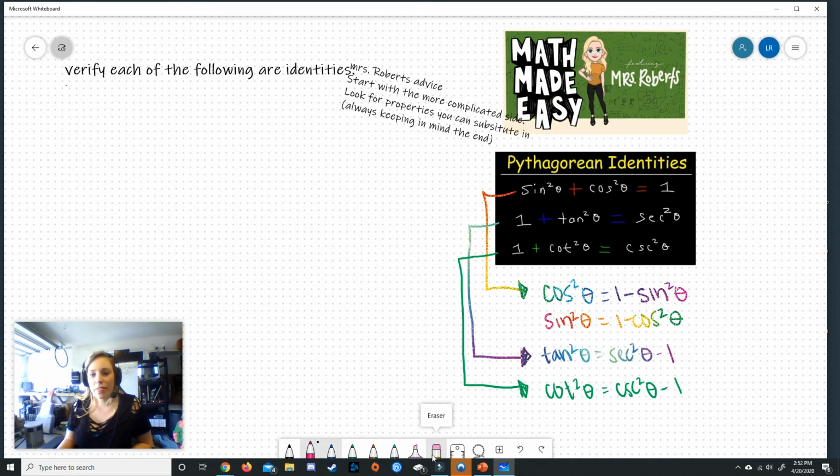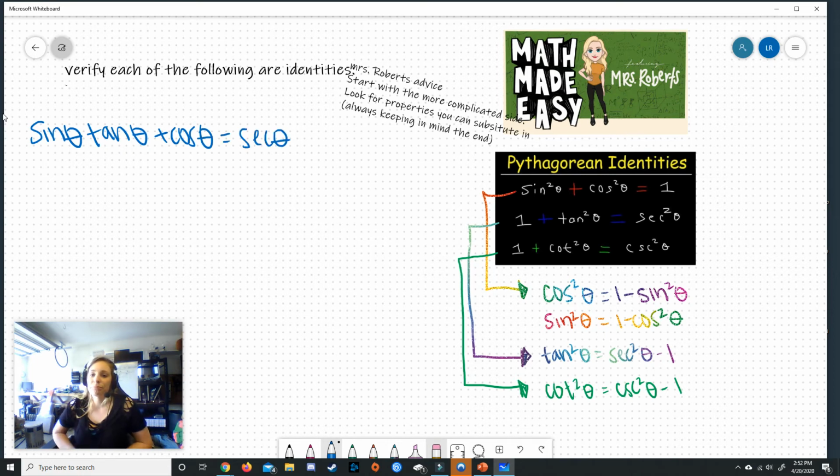Okay. So this problem that we're going to do is I want us to verify that sine of theta times tangent of theta plus cosine of theta equals secant of theta. That's kind of ugly. Well, this is what I notice. I notice that this side is more complicated. So let's start here. We want to get that down to just secant of theta. I think we can do it.